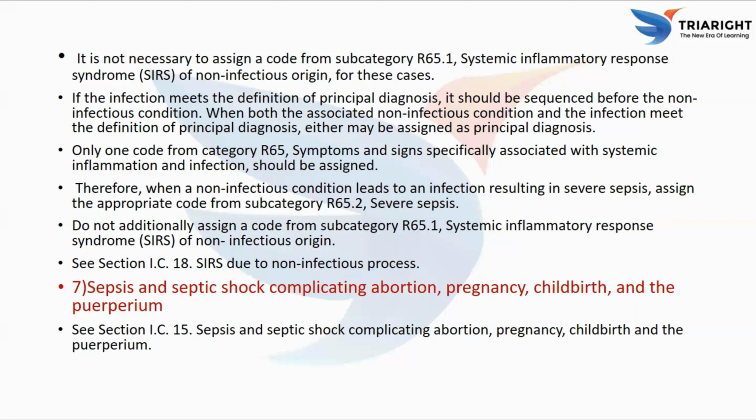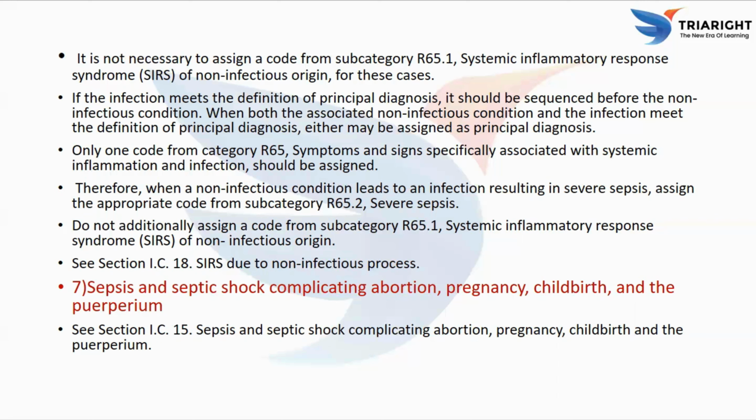So the fourth guideline is non-infectious condition, infection or severe sepsis. So what is the coding rule? If a non-infectious condition causes an infection that progresses to severe sepsis, you have to code the non-infectious condition first. For example, burn, trauma, pancreatitis and injury. Then you have to code the infection. Then code R65.2 for severe sepsis or organ dysfunction codes.